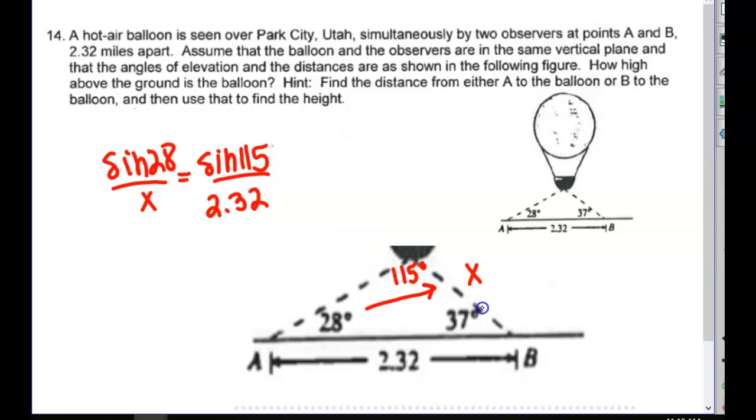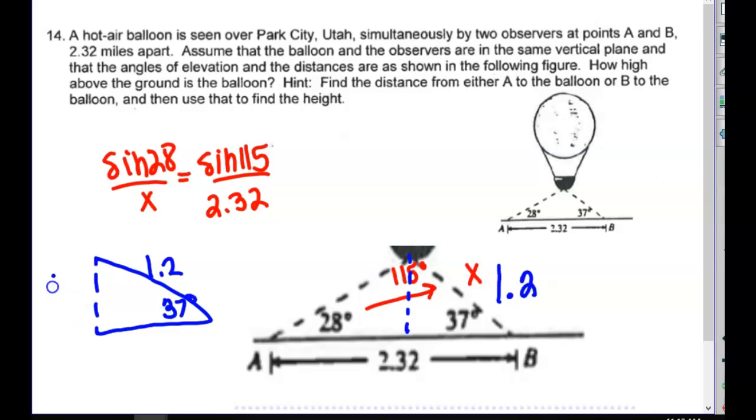Okay, if we find that side then, anybody get that side? Okay, now how's that going to help us find the height of this balloon? If I drop down a height here, can I take that triangle out? You just told me this is 1.2, this is 37, and I want the height, right? Yep, sine or law of sines to find the height.